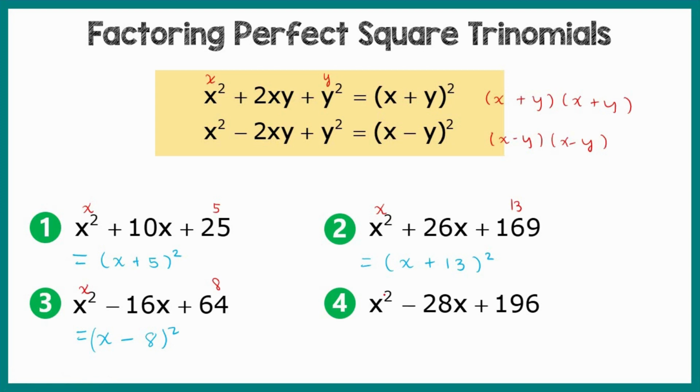Number 4. You have here, the square root of this is x, the square root of 196 is 14. So the factored form of that would be x minus 14 quantity squared. So that's basically how you factor perfect square trinomials.